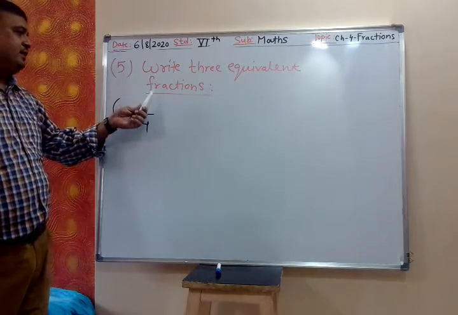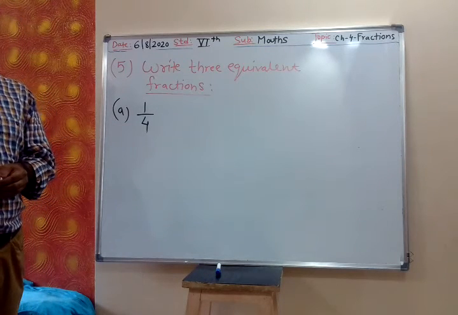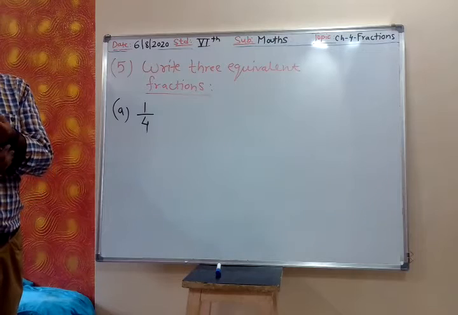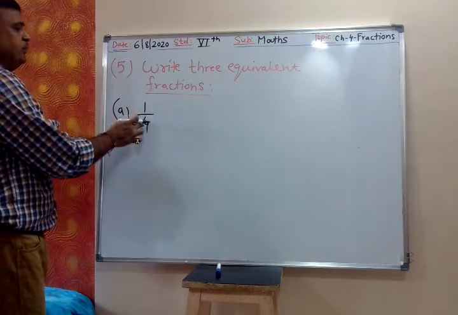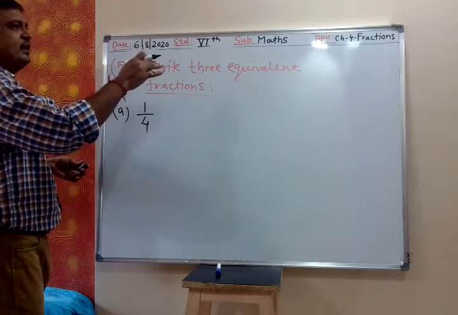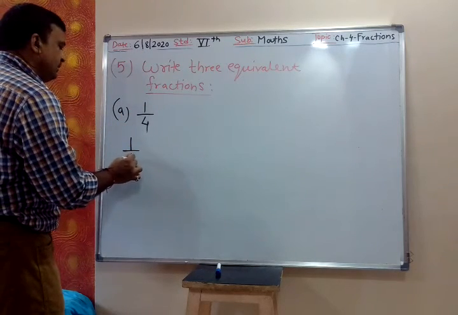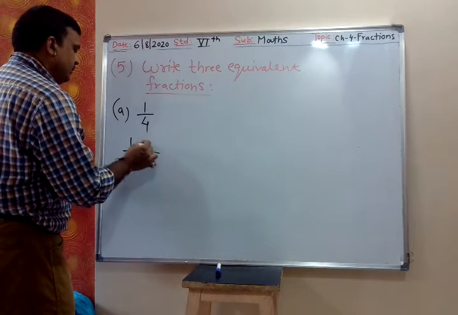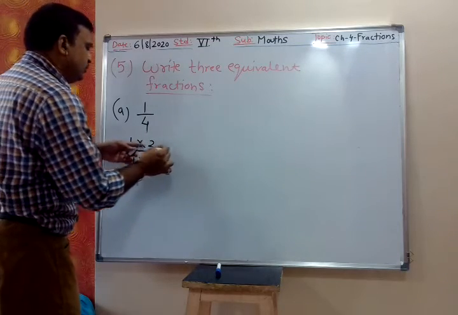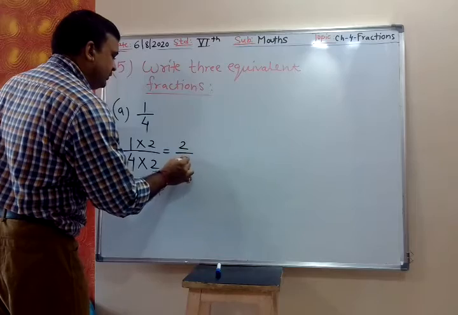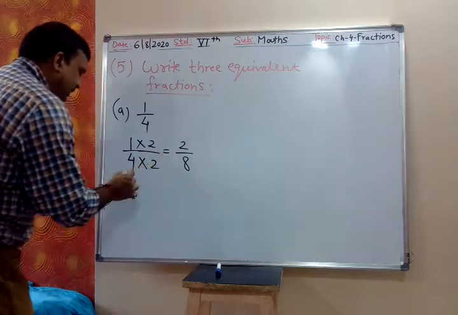Write 3 equivalent fractions for the given 1 by 4. We want to write 3 equivalent fractions. So this 1 by 4, I will multiply and divide by 3 different numbers. Let us take 1 by 4 and multiply and divide by 2. First, 1 into 2 is 2, second, 4 into 2 is 8. So 2 by 8.